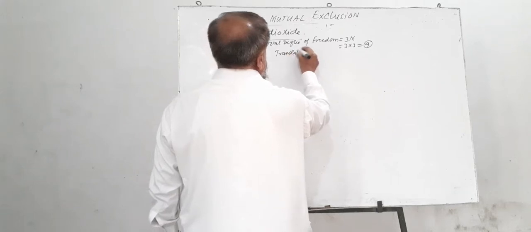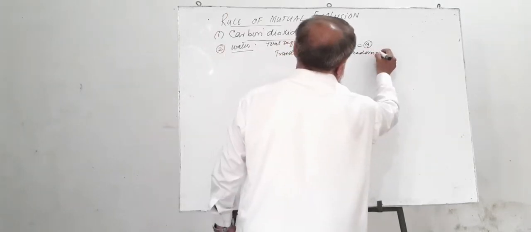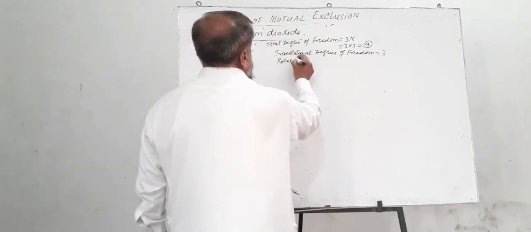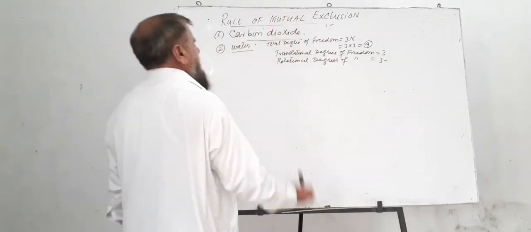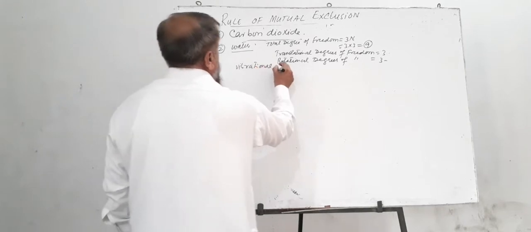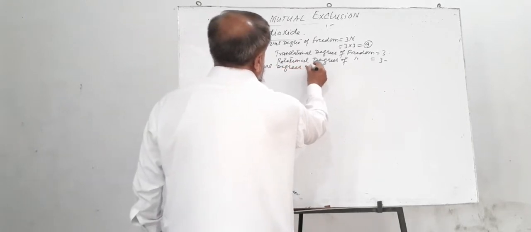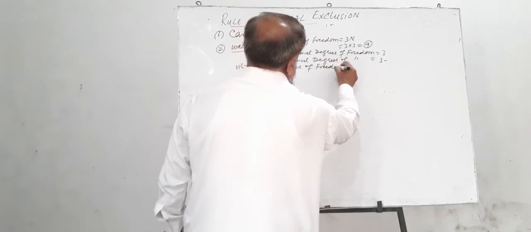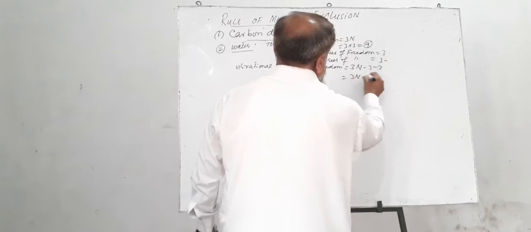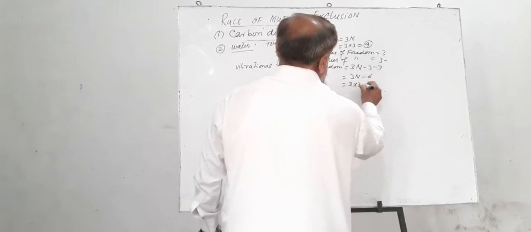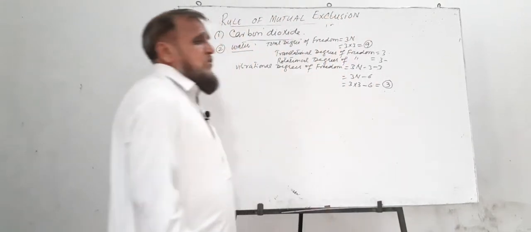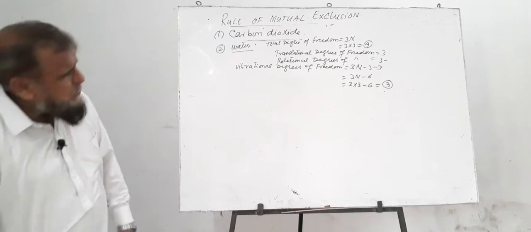Translational degrees of freedom are 3. For non-linear molecules, rotational degrees of freedom are also 3. So the remaining degrees of freedom are the vibrational degrees of freedom. In case of water, as it is a non-linear molecule, the vibrational degrees of freedom are given by 3n minus 6, or 3 into 3 minus 6, which is equal to 3. So in case of water, there are 3 modes of vibration.